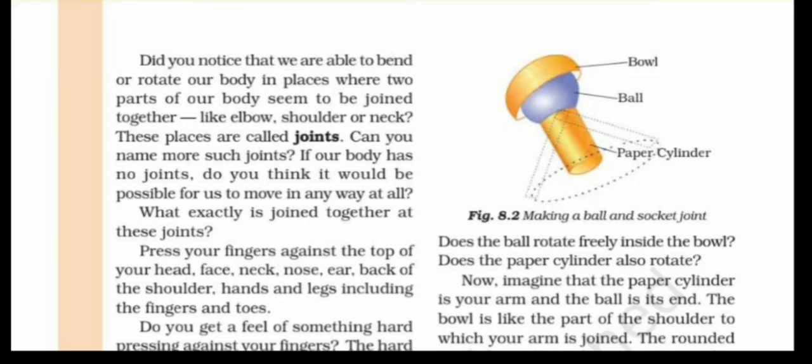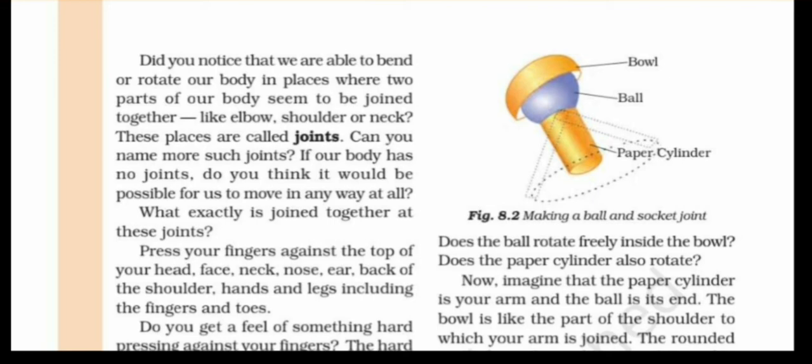Clear? There are different joints in our body. Not only one type, but there are four types of joints in our body: ball and socket joint, pivotal joints, hinge joints, and fixed joints. That you will study in this chapter.